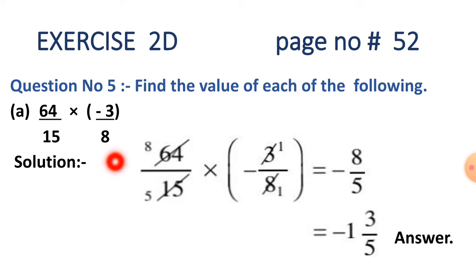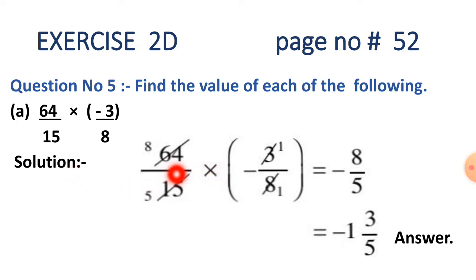Let's start Exercise 2D, page number 52. Question number 5. Find the value of each of the following. Part A is 64 over 15 multiplied by minus 3 over 8. Let's go with the solution.